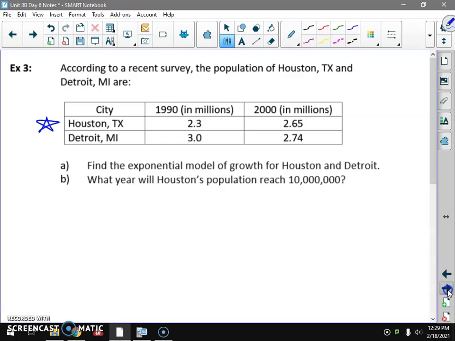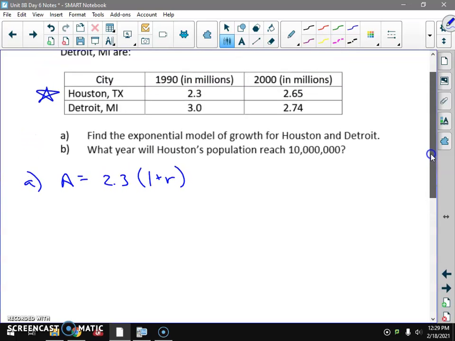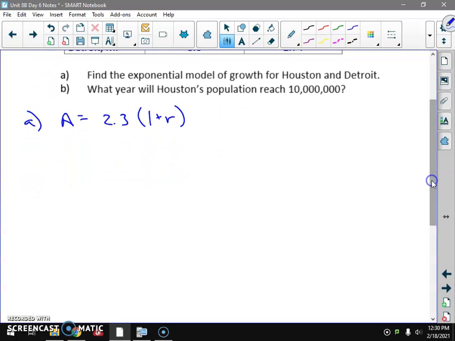I'm going to use PERT. No, actually, you know what? Let's use the other one. So A equals initial year 2.3, 1 plus R, and in the year 1990 was 0, so 2000 would be the year 10. We're going to solve this equation. We're going to set A equal to 2.65.